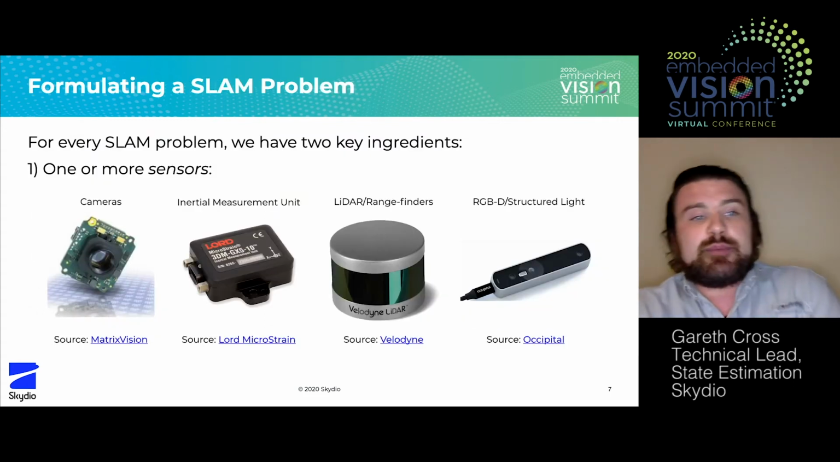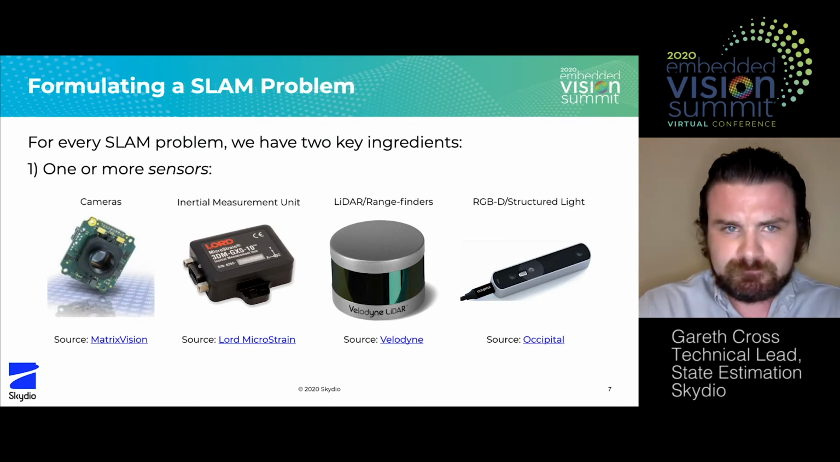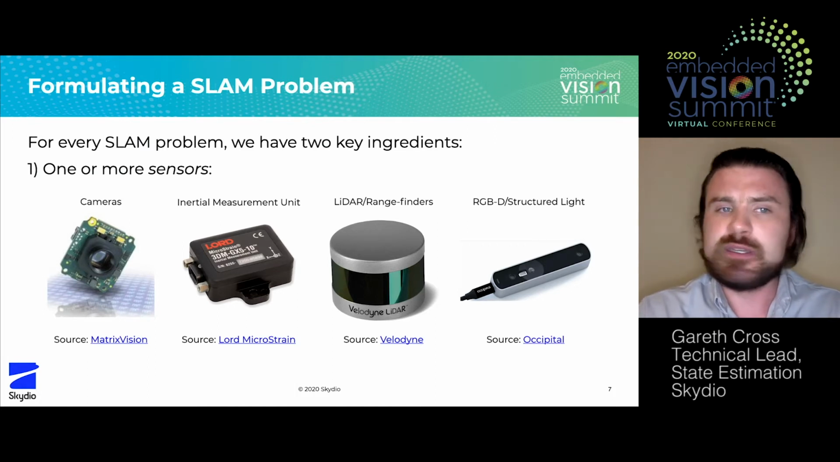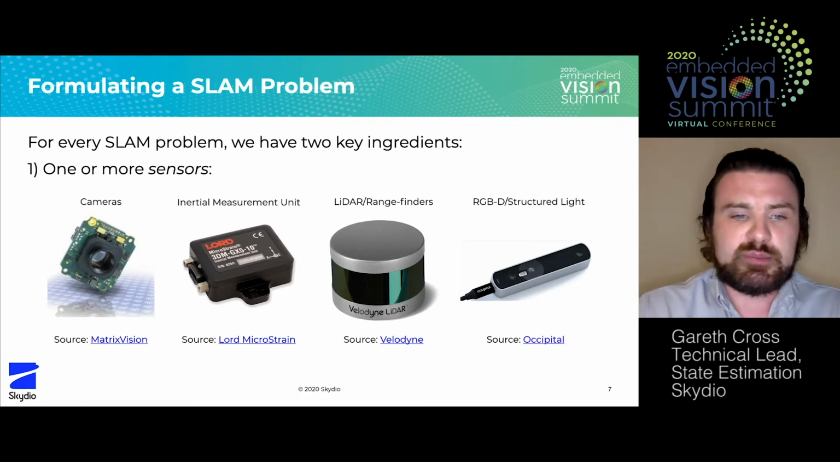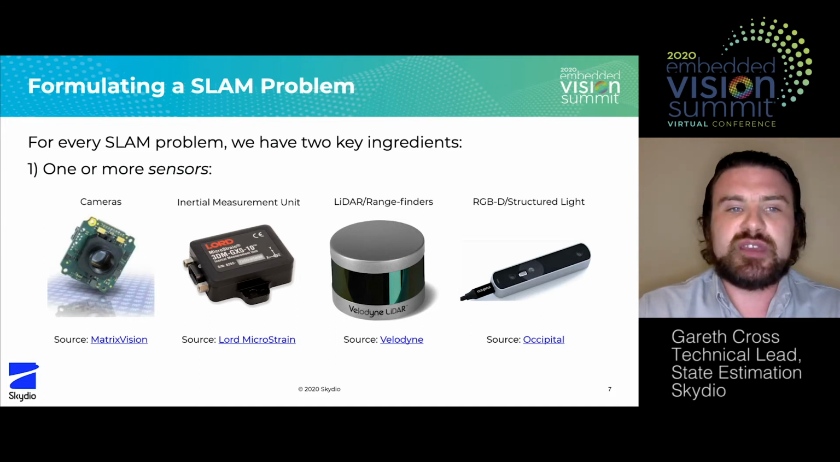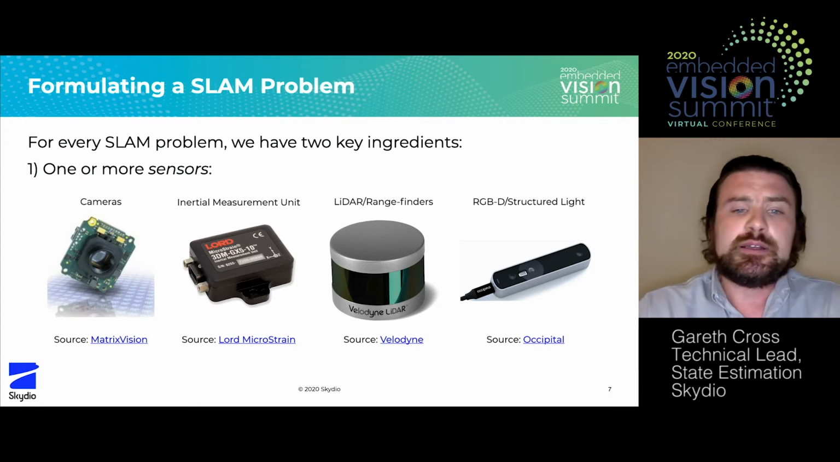So to formulate a SLAM problem, you need a few key ingredients. One of the first ones is sensor data, of course. And the choice of sensor data and sensor modality is quite important because ultimately it's going to drive many of your design considerations in the estimator that you build. So some choices are exemplified here. This list is by no means exhaustive. Some additional things you might include are GPS sensors, magnetometers, maybe wheel encoders on a wheeled vehicle.